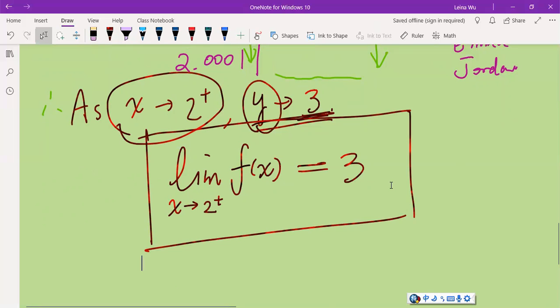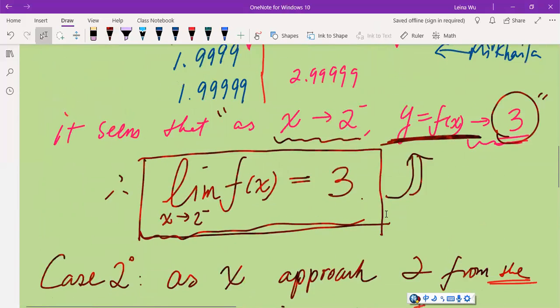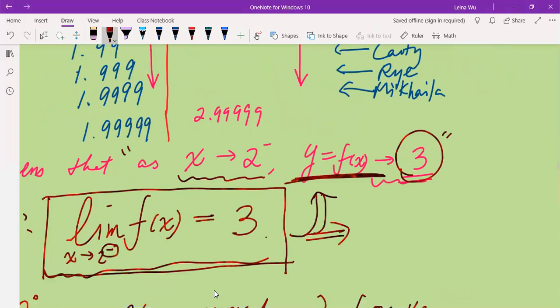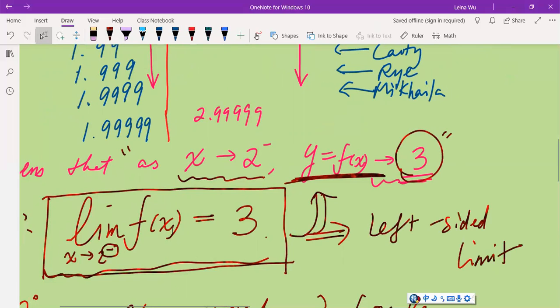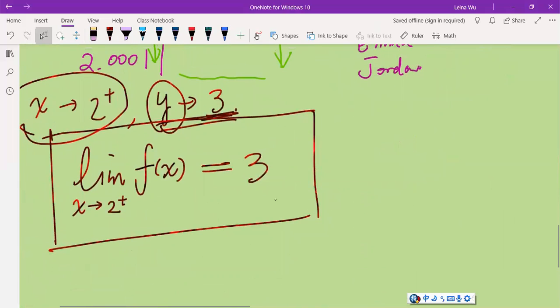And these two expressions we have written down are called one-sided limits. This limit over here, which is approaching 2 from the left, is called the left-sided limit, the limit from the left side. And for the other one, this time x is approaching 2 from the right, so this is called the right-sided limit.